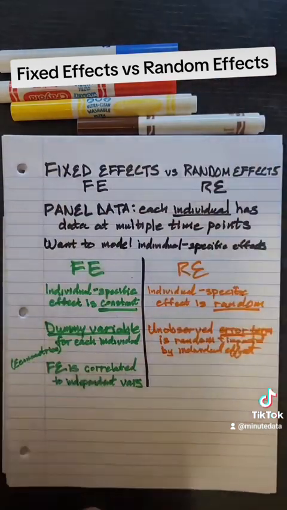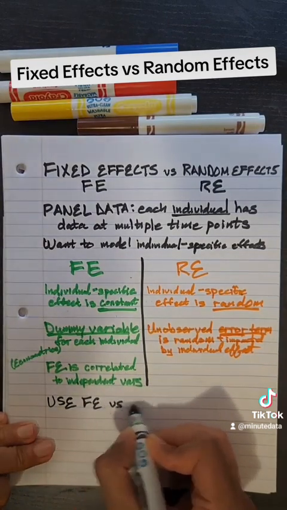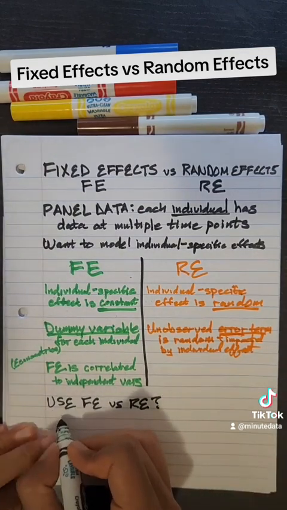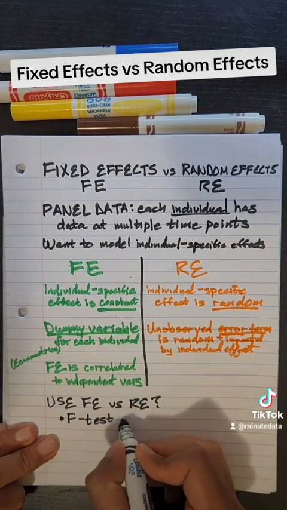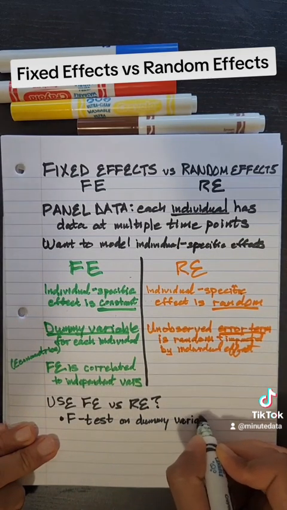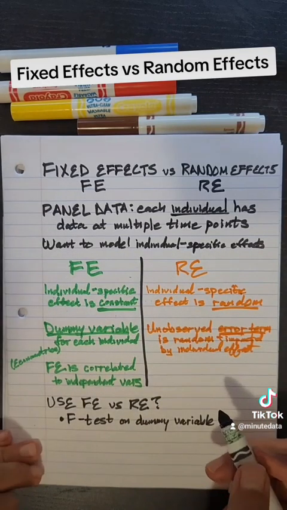So how do you decide whether to use fixed effects or random effects? We won't cover all the details, but we can do a couple pointers. One is using an f-test on the dummy variables. So testing whether the collection of dummy variables is stat-sig.